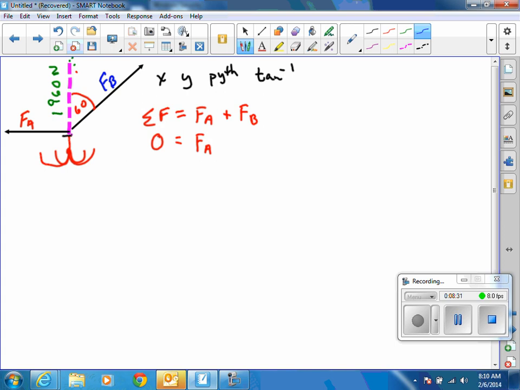How much does it have to pull up with? Very good, 1,960 newtons. Because B is the only one pulling up. Which way is A pulling? To the left, right? So B has to support all that weight. Well, therefore, B is actually pulling in 2 different directions. It's pulling up, but it's also pulling over like this.